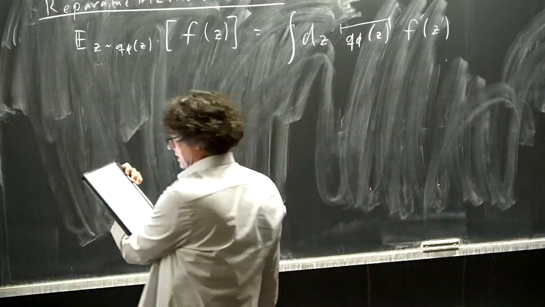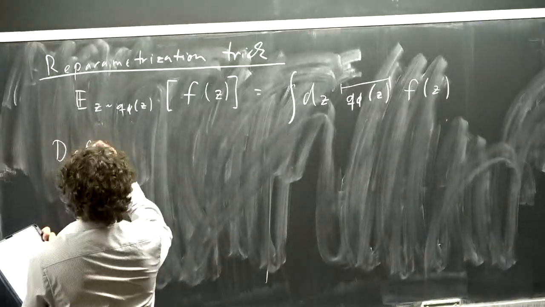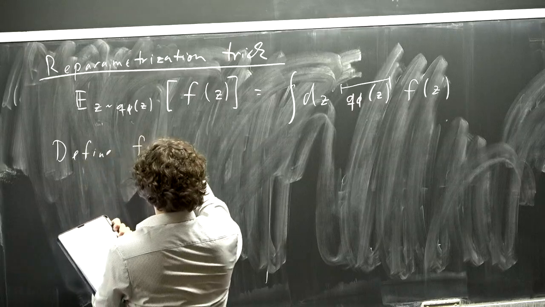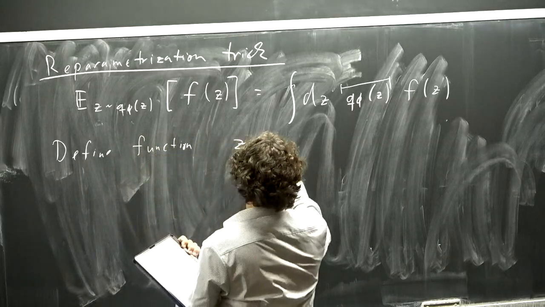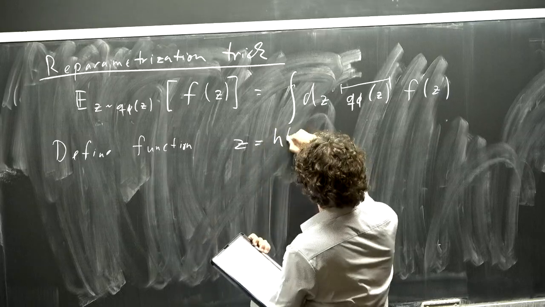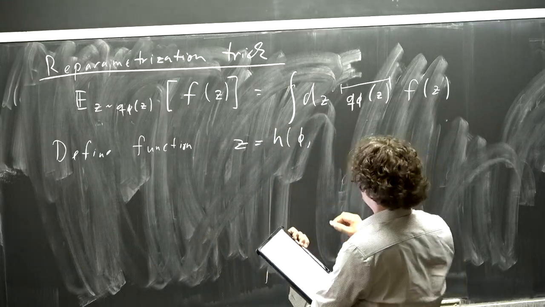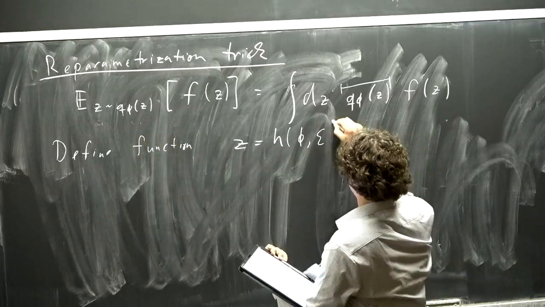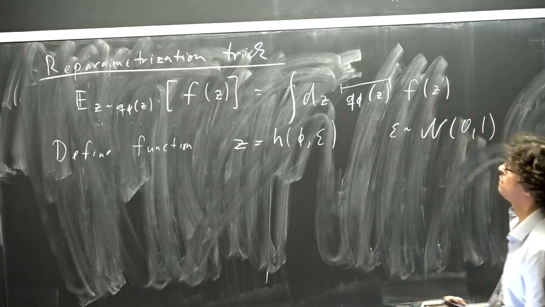And the strategy is quite simple. We simply reparameterize our problem. So we define a function z equals, I called it h, which is a function of the weights of the network that we want to optimize. So it's a function of the fitting parameters here, and some random parameters that are just drawn, let's say, from a standard normal distribution.